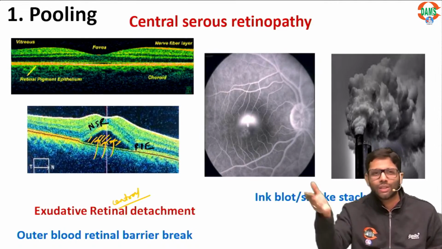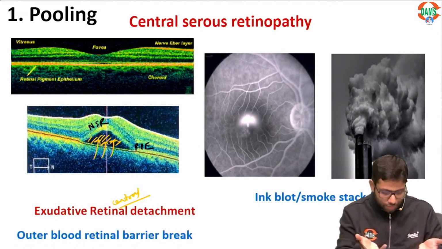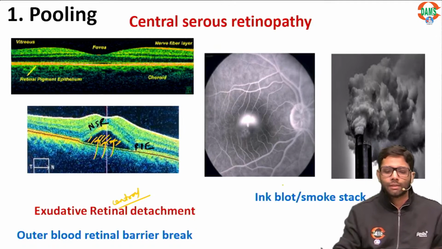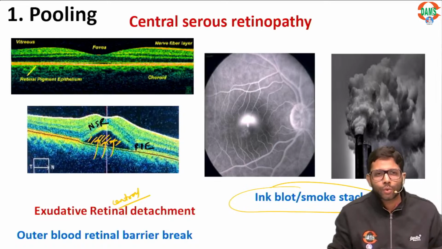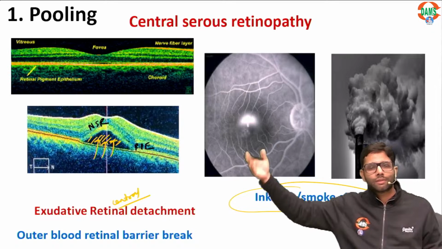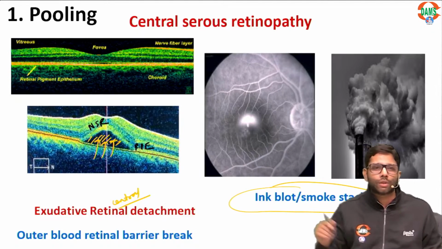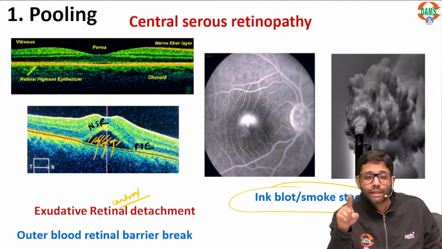Good. Yeah, you can call it inverted mushroom, or mushroom, or inverted; someone calls it umbrella. But classically it is known as the ink blot smokestack pattern. Treatment of CSR, who can tell me? 3 months, nothing to be done. Okay, after 3 months, you close the outer barrier by photodynamic therapy. So that's the first example of clinical application.